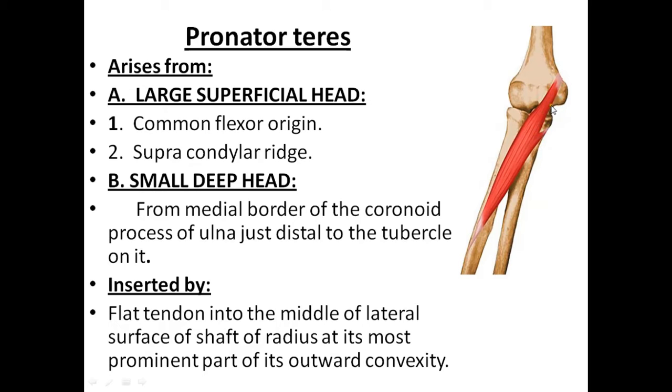The superficial head arises from the common flexor origin, from the medial epicondyle and the supracondylar ridge, while the deep head arises from the coronoid process of the ulna. They insert into the middle of the lateral surface of the shaft of the radius, and it is prominently visualized because it is attached on the outward convexity of the radius.